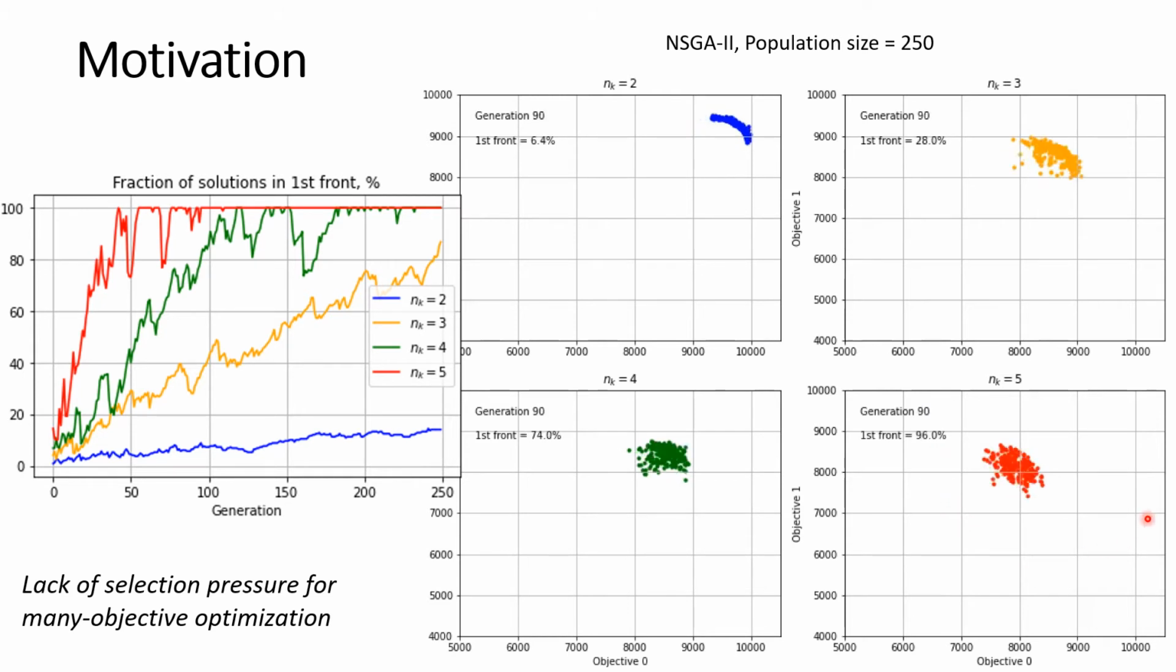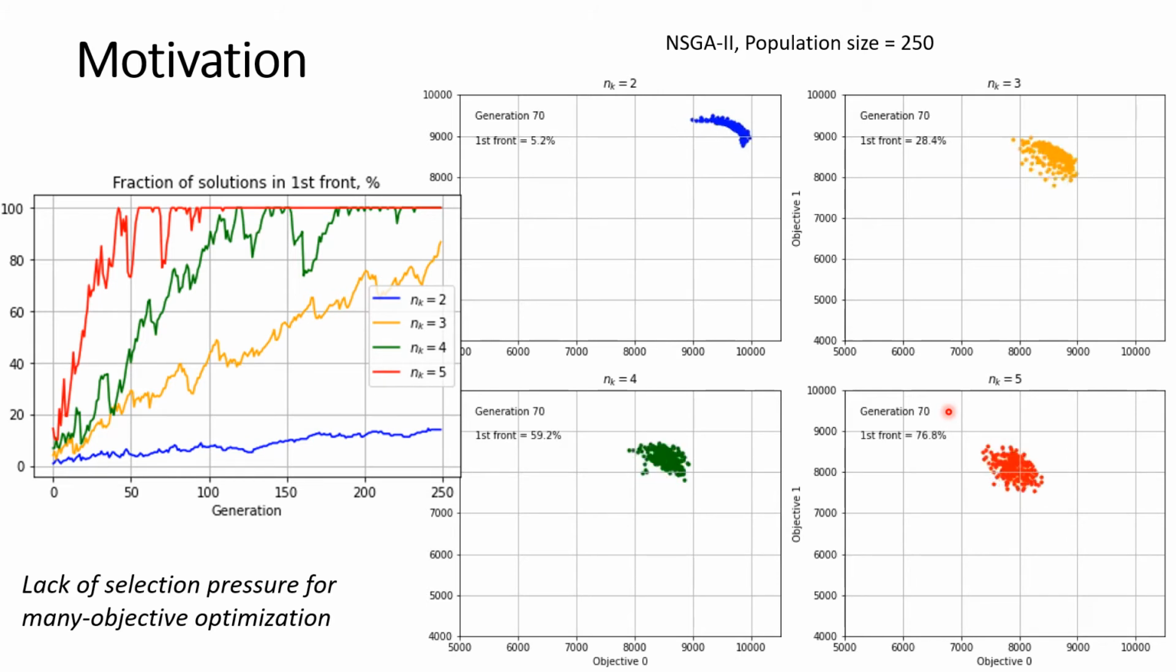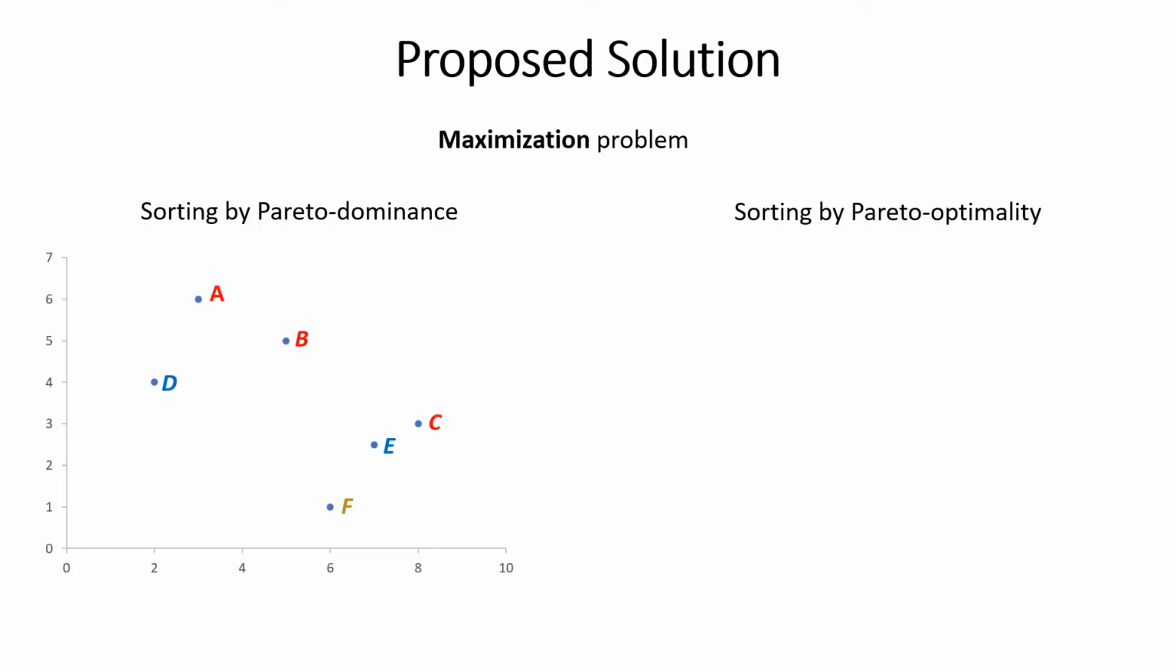Here, the red cloud of points stops advancing faster than the others. All this makes the problem of adapting the Pareto dominance-based genetic algorithms to the case of larger number of objectives an important research topic. As an attempt to solve this problem, we propose a new sorting procedure based on Pareto optimality. To understand how it works, let us first consider the traditional Pareto dominance-based sorting for a maximization problem.